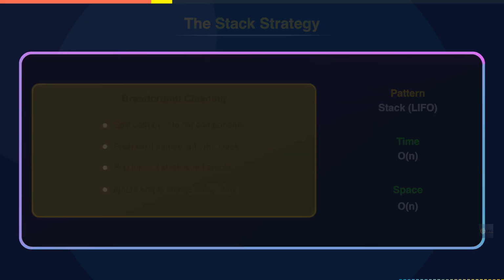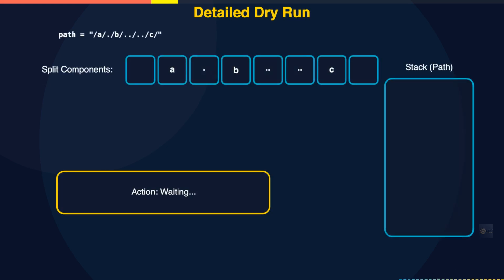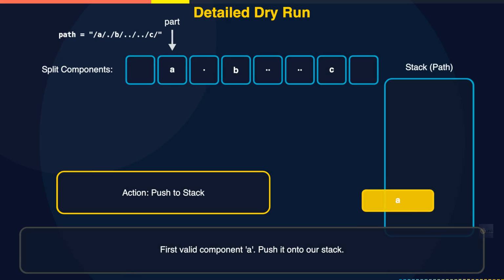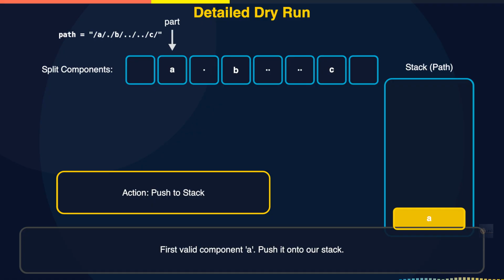Let's dive into the dry run. Look at the screen. We have our input path, /a/./b/../../c/. First, we split the path. We ignore the empty strings and the single dot. Our first valid component is A. We push it onto the stack. The stack now contains A.